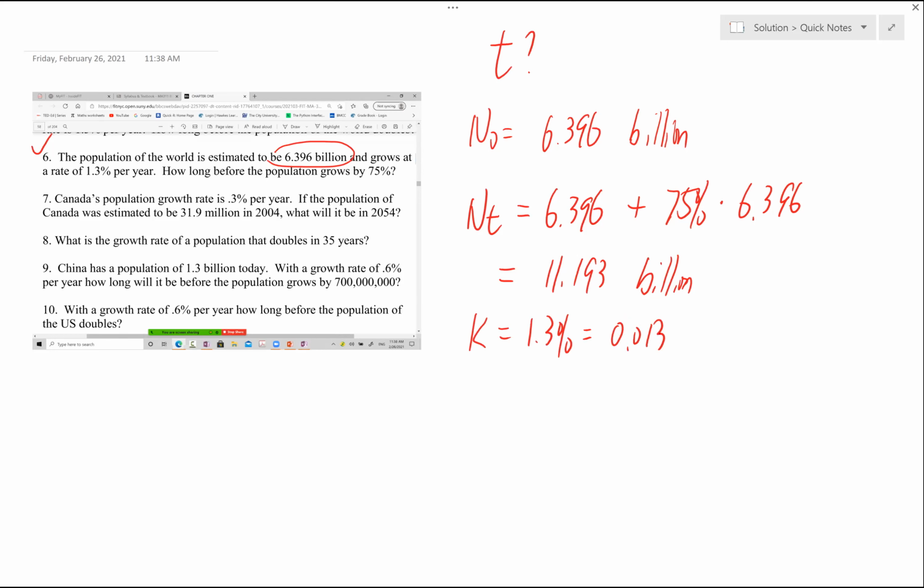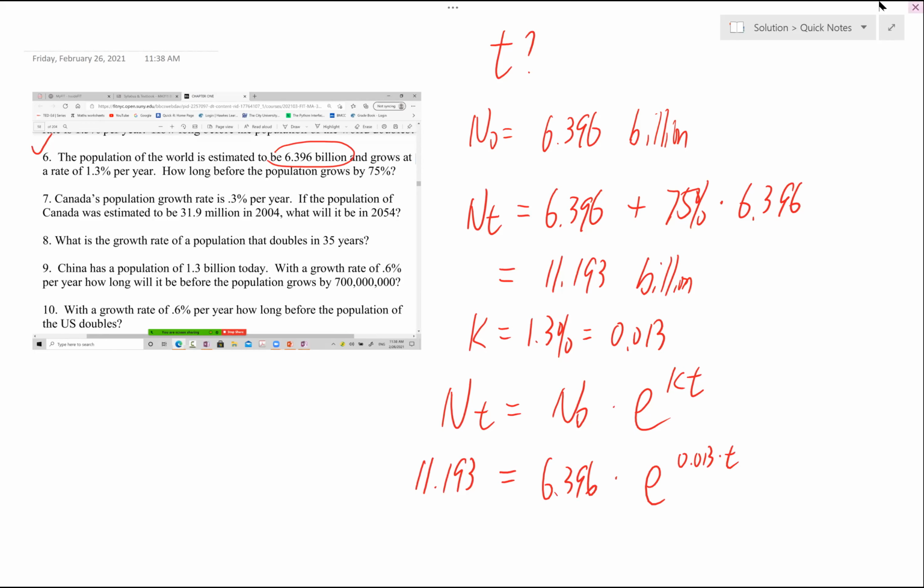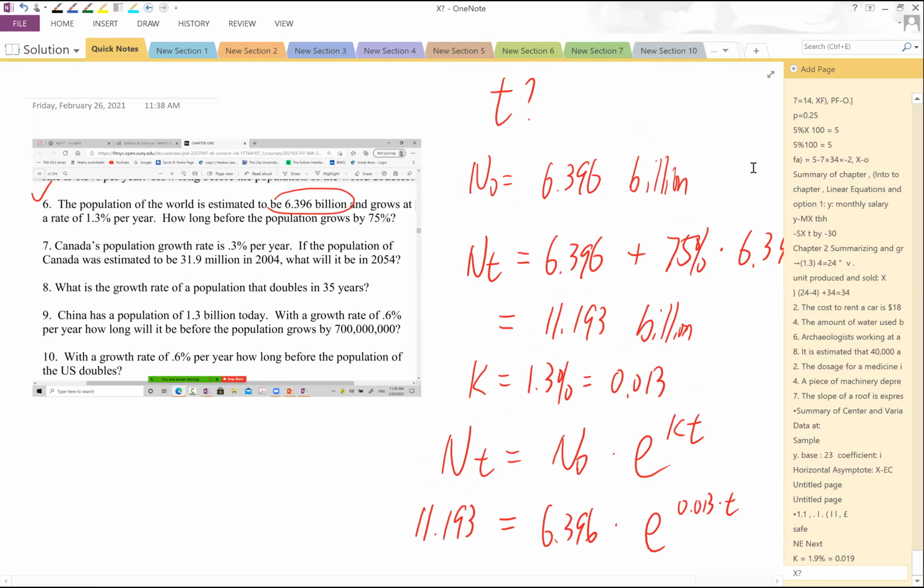Then one more time, we just need the formula Nt equal to N0 times e to the kt. Now we're plugging in all the numbers. Nt is 11.193 billion. If you want to omit the unit, that's fine. So then N0 is 6.396, times e to the 0.013 times t. All right, so now from there, we just need to solve for time t.